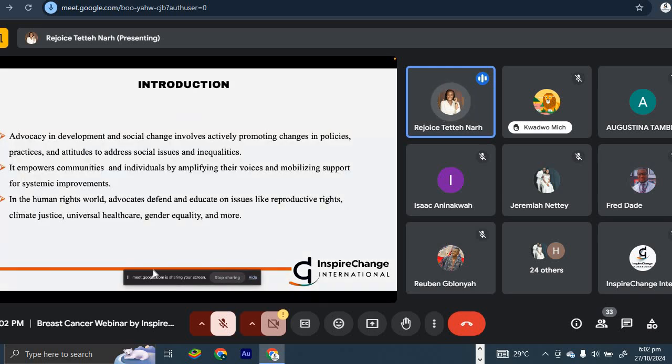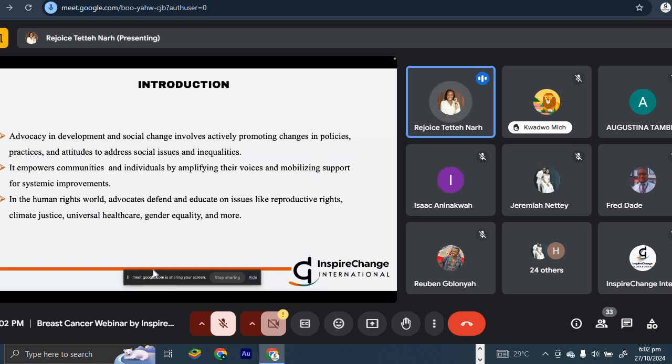So when we are looking at the whole concept of advocacy, it's basically promoting changes in policies, in practices and attitudes to address prevailing issues that pose a threat to our existence as human beings on earth.